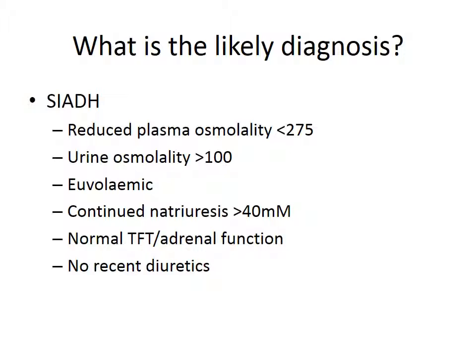Importantly, also, there are a couple of important things that we need to rule out, and that is we need to have normal thyroid and adrenal function, so a normal TSH and a normal cortisol, because both these hormones can interfere with volume and fluid retention and excretion. And finally, in order to obtain a diagnosis of SIADH, there needs to be no recent diuretic use. So in summary, this gentleman most likely has SIADH, syndrome of inappropriate antidiuretic hormone.